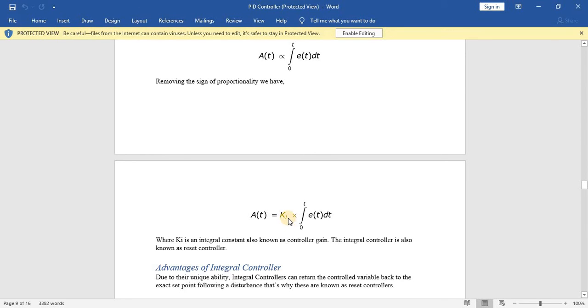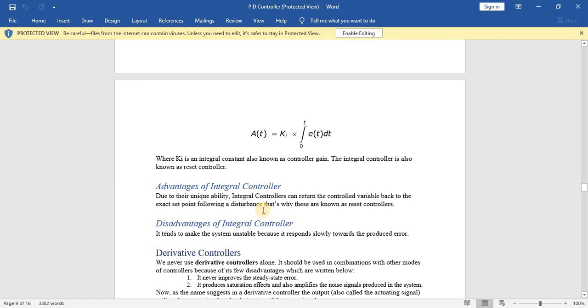Integral controller gain is ki, which is integrally proportional to the error signal. This is also called a reset controller. There are different advantages of this controller. It has a unique ability: it can return the controlled variable back to the exact set point following a disturbance. That's why these are known as reset controllers.